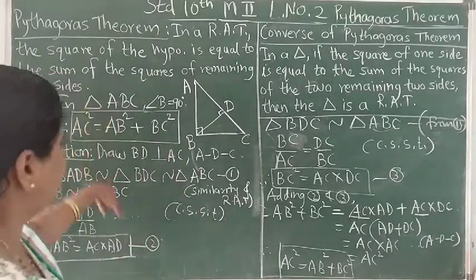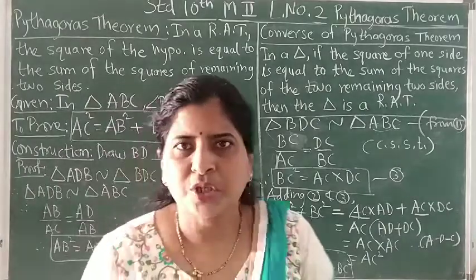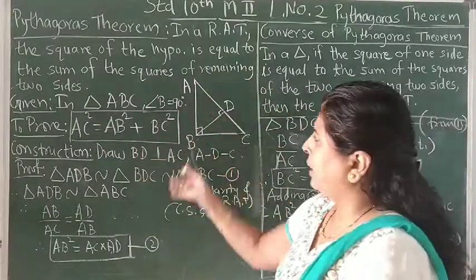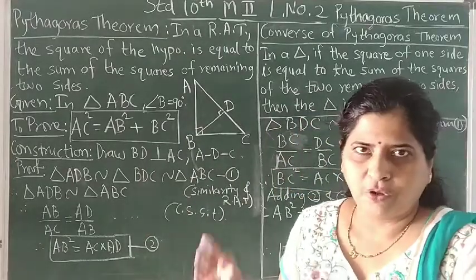So this is the way in which we have to prove the Pythagoras theorem. In the question, you will get the statement and then you will write all this: given, to prove, construction and proof part. I hope you have understood.